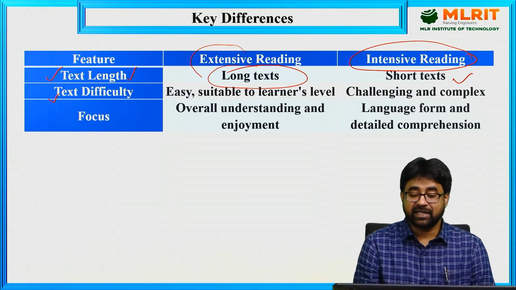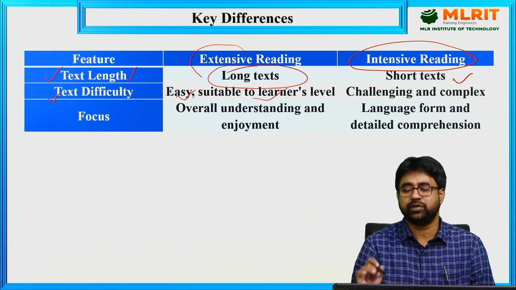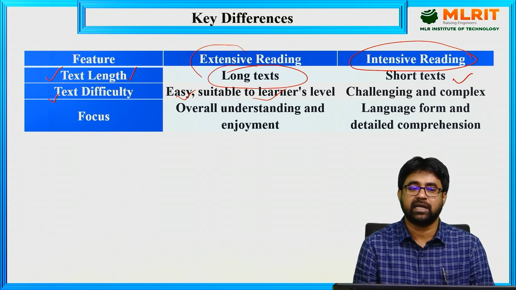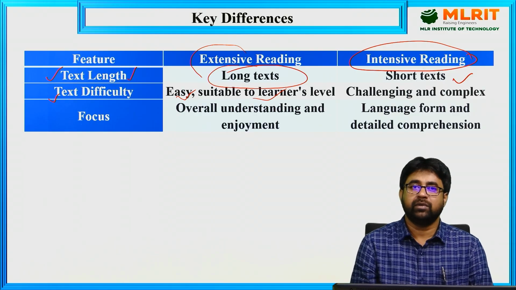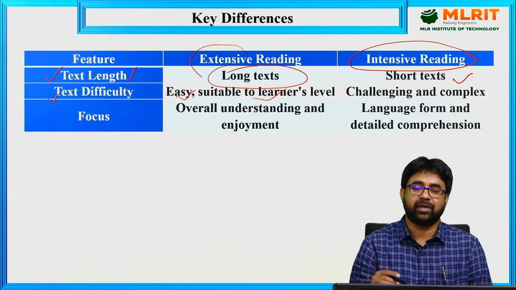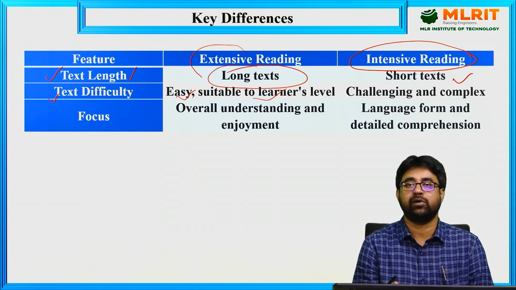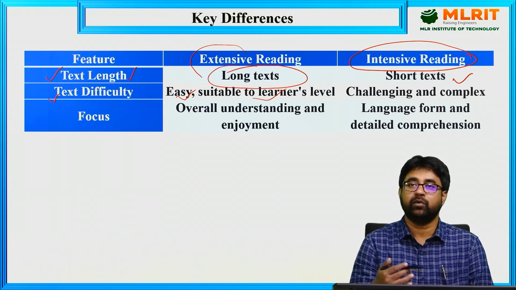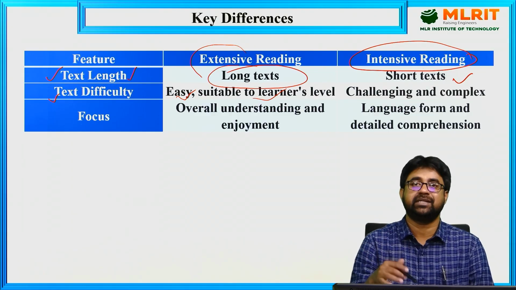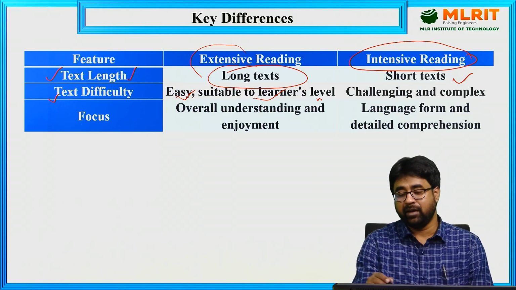In extensive reading, the text would basically be easy and suitable to the learner's level. We choose a book according to our choice. Let's say I want to read a novel. Obviously I won't select a novel which is very difficult in terms of meaning as well as language usage. If the language of that particular novel is very difficult, obviously I won't choose it, because I would be doing it for pleasure. So I would be selecting something easy which is up to my level, which matches my own level.